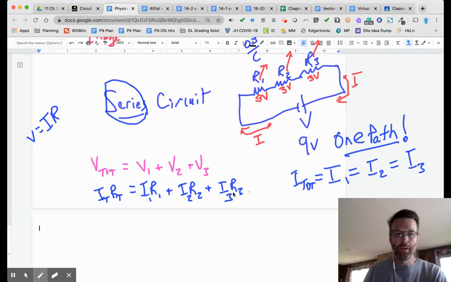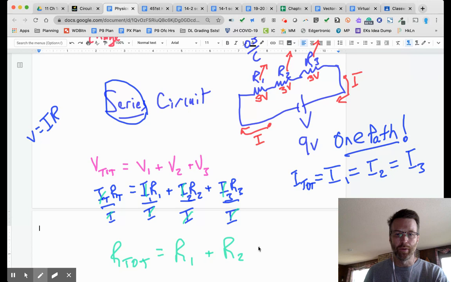So if all these I's are the same, well, look what we can do. We can just divide everything by I, and away they go. And look what we're left with. The I's go away because they cancel because they're all the same. And we're left with this cool statement that says the total resistance in the circuit is the resistance at the first one plus the second one plus the third one.